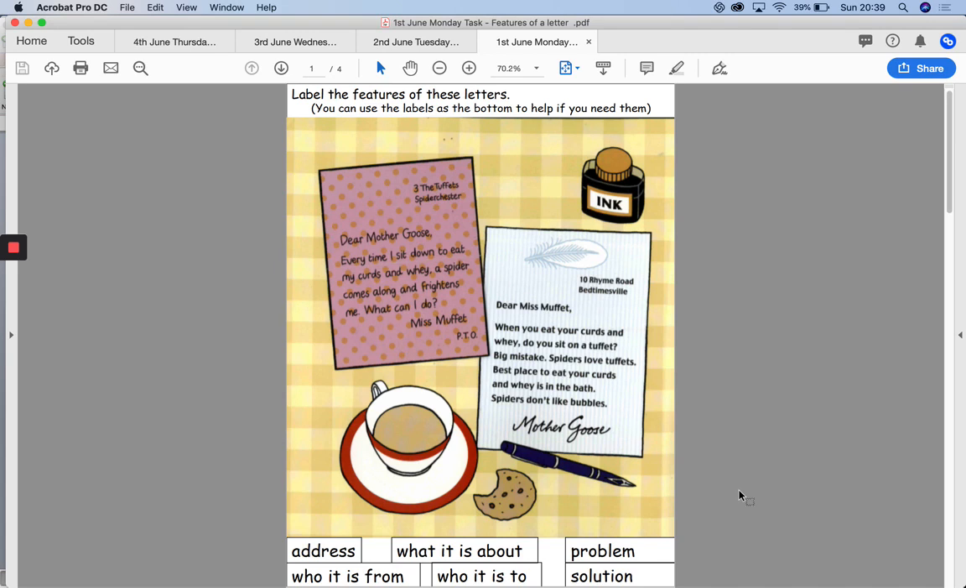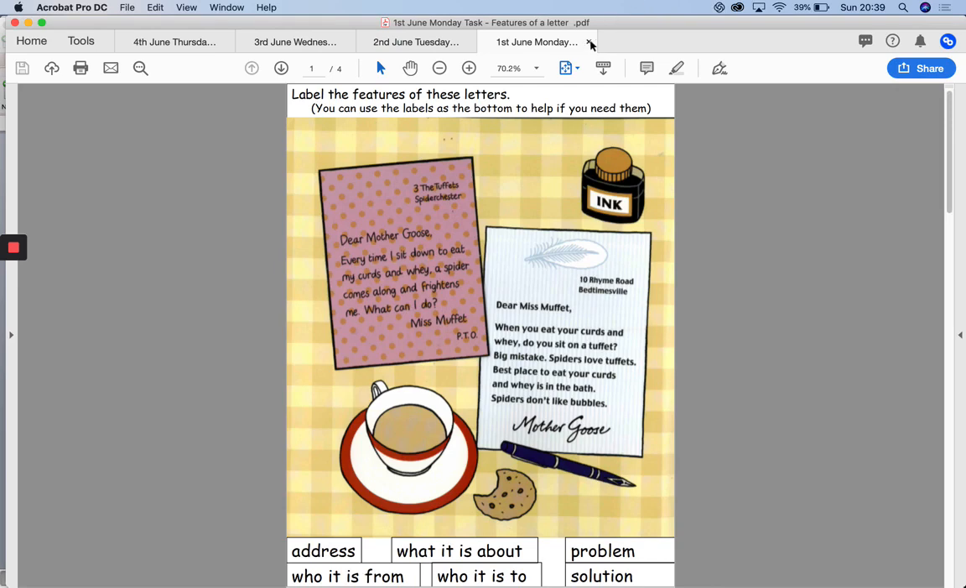With all of these resources, it is up to you whether you print them off, and you can do a bit of cutting and sticking. If you don't have a printer at home, then by all means use them as a template or ideas to help you. Do not feel that you need to be printing these off. Just try and do what you can to get the work done.